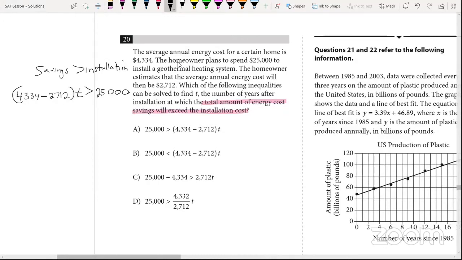So the right answer is the one that looks like this. And this is exactly equivalent to choice B, except it's reversed. So writing it this way is the same as saying that this 25,000 must be less than the difference between 4,334 and 2,712 times t. So that's number 20.